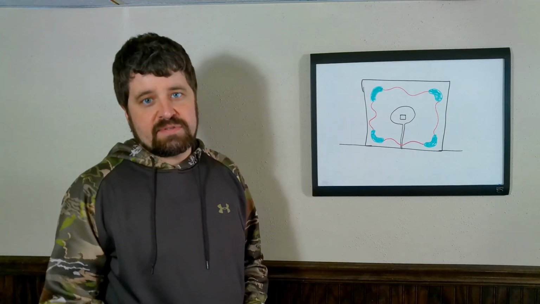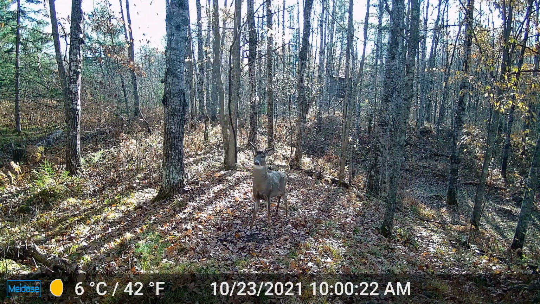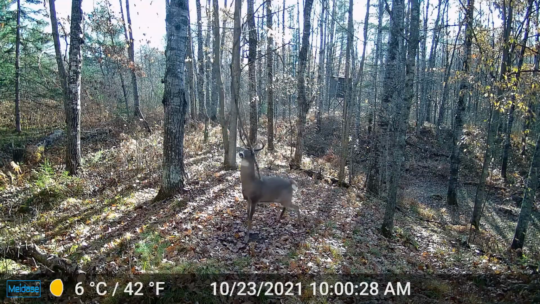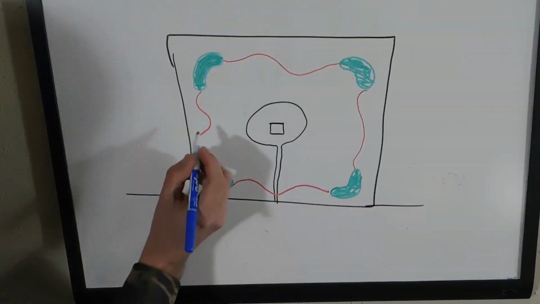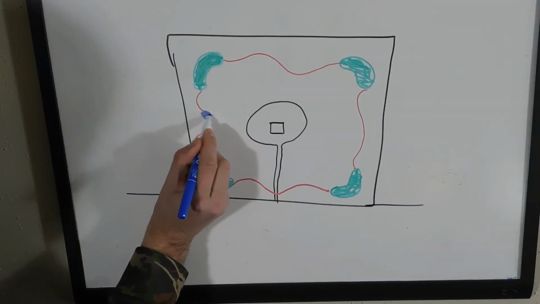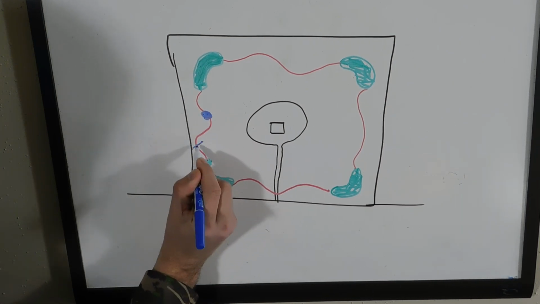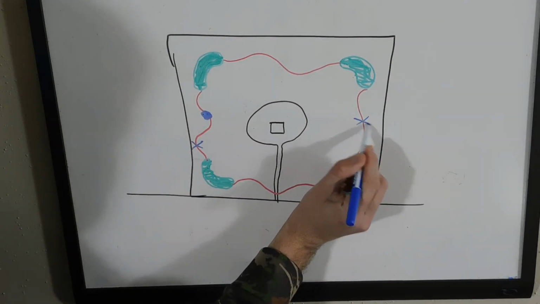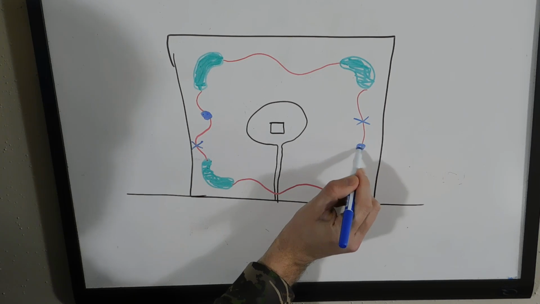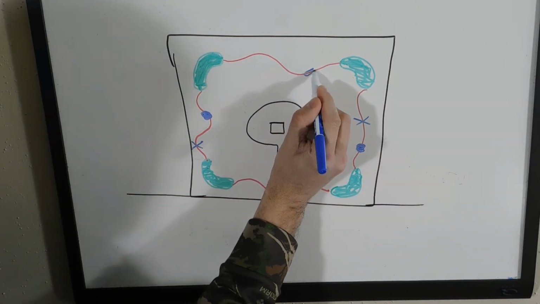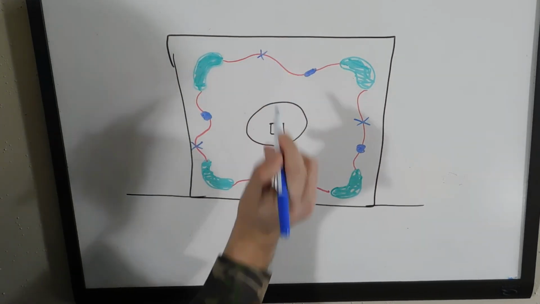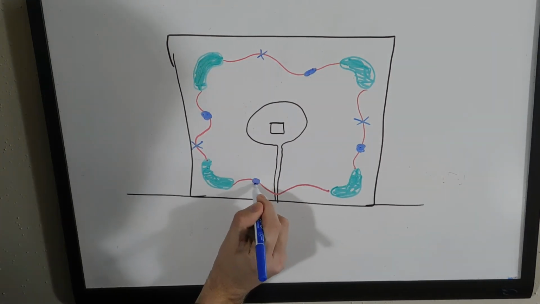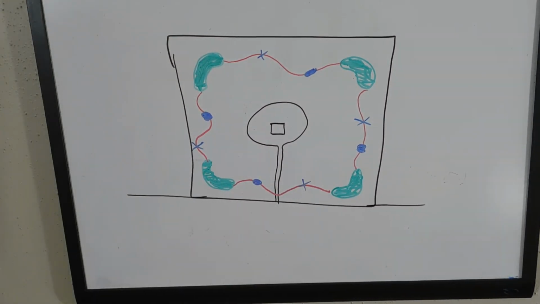Well, you can utilize water holes and mock scrapes. I would recommend putting those somewhere along the travel corridors and not in the food plots themselves, because the food plot itself is already an attraction. So what you could do is put in a water hole right here and a mock scrape right here, and a mock scrape here, water hole here, a water hole here, mock scrape here, maybe we'll put in a water hole here, and a mock scrape here.